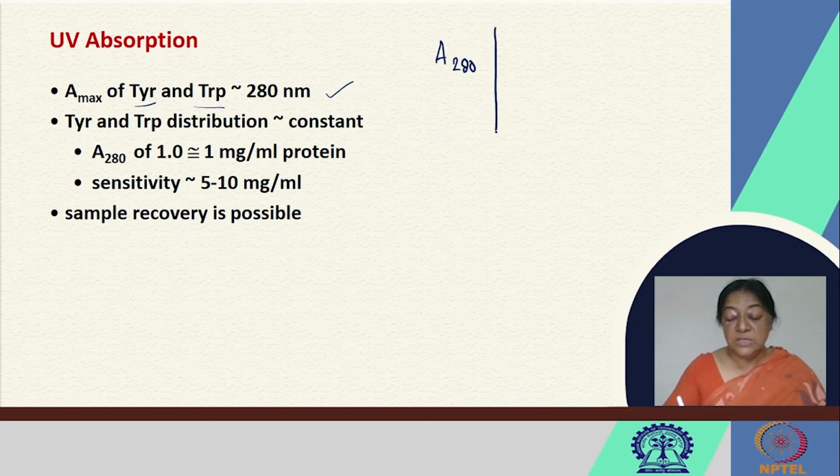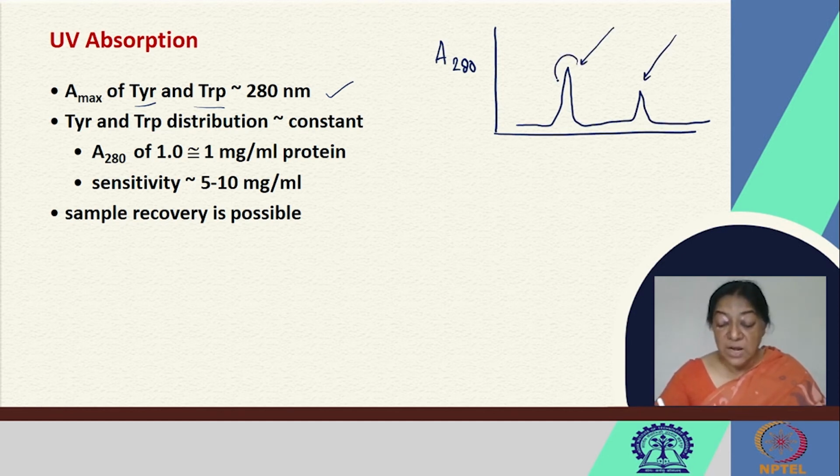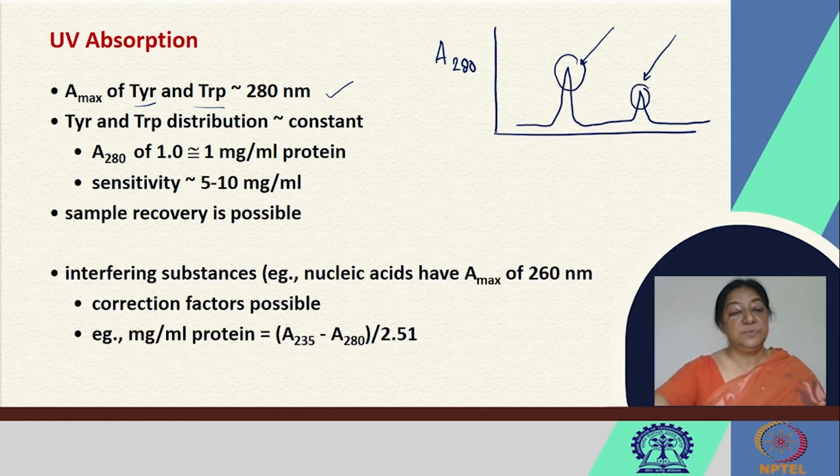And if we plot this absorbance at 280 nanometers against our fraction number, and we get separate peaks, say for a gel filtration chromatography, we will know that we have a distinct separation of two proteins, where the larger protein comes out first, followed by the smaller one. With UV absorption, sample recovery is possible. We have interfering substances such as nucleic acids, but nevertheless, correction factors are possible that would give us an idea of whether we have our protein present in the specific setting.